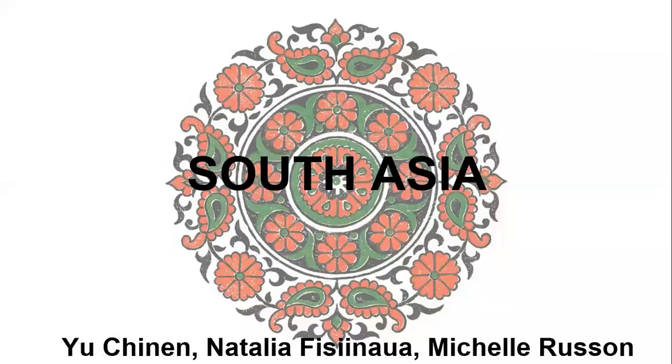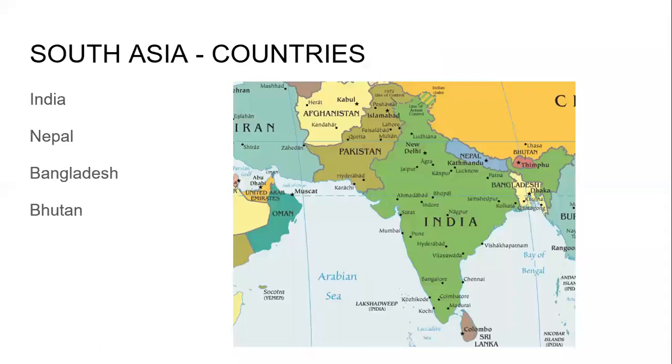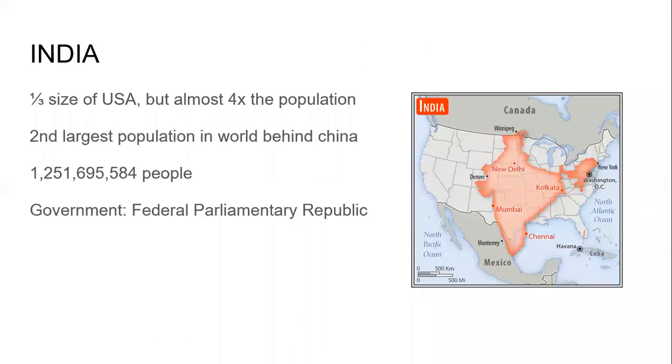Welcome to South Asia, where we will be learning about the countries of India, Nepal, Bangladesh, and Bhutan. So we'll start with the biggest, India, which is a third of the size of the USA, but it has almost 4 times the population in expression of that area. And has the second largest population in the world, only following China, and that's just over 1 billion people.